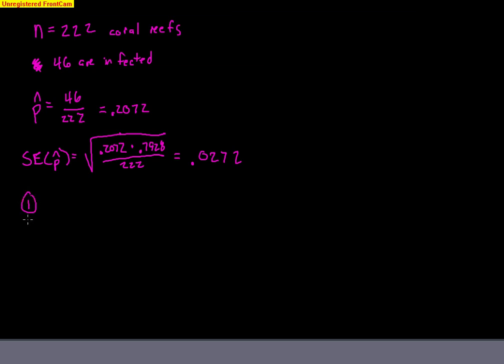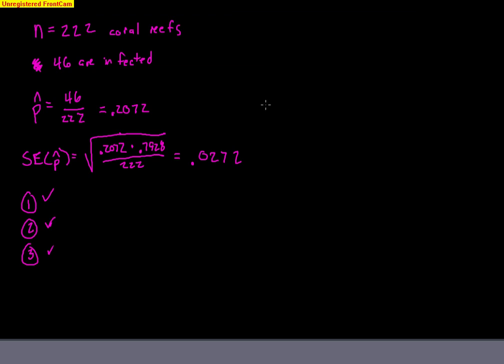Now, I should be checking my conditions as well. I need to make sure this is a random sample. I need to make sure my sample is less than 10% of the population, and I need to make sure I have 10 successes and 10 failures, which obviously I did. I had 46 successes, and the remaining out of the 222 would be failures. So just make sure you do check those conditions, please. Okay? Now, I'm going through it kind of fast to make the video shorter.